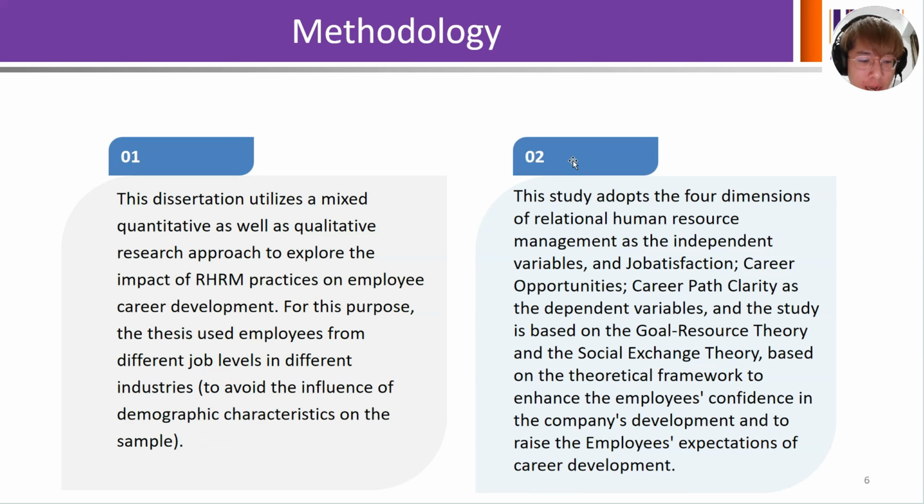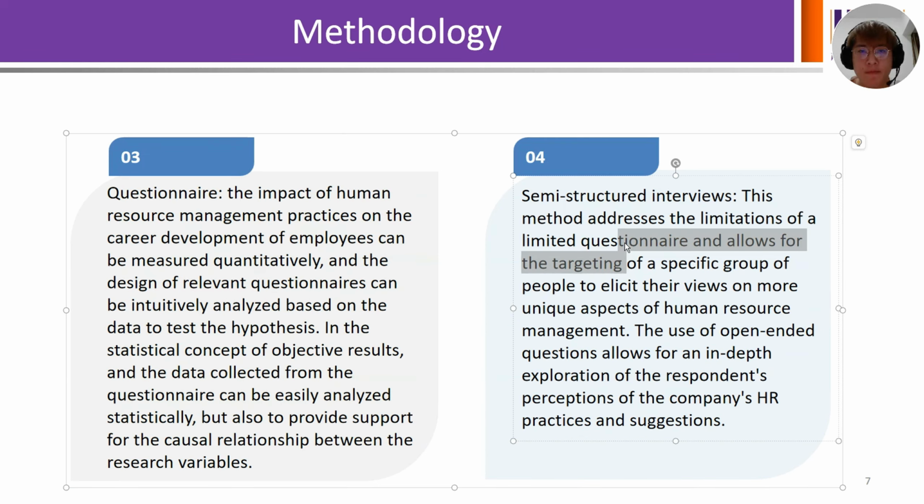Next, I will discuss the independent and dependent variables. This study adopts the 4 dimensions of relational human resource management as independent variables, and job satisfaction, career opportunities, career path clarity as dependent variables. And the study is based on the goal resource theory and the social exchange theory, as a theoretical framework to enhance the employees' confidence in the company's development and to release the employees' expectation of career development. Next, I will discuss how both quantitative and qualitative research methods can be used to conduct the research.